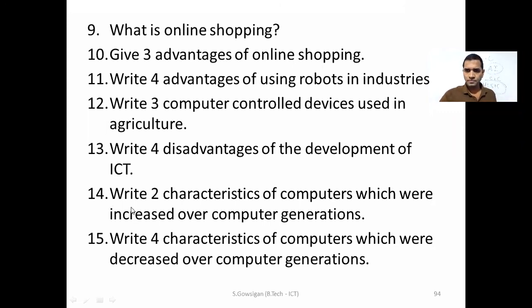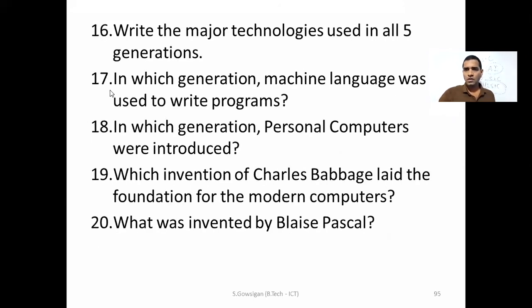Number 14, write 2 characteristics of computers which were increased over computer generations. We discussed, right? So speed increased and also capacity increased. And you can put efficiency in the list, right? Efficiency. Number 15, write 4 characteristics of computers which were decreased over the generations. You know, the remaining characteristics were decreased, right? Size, price, power consumption, heat generation, right? These were decreased.